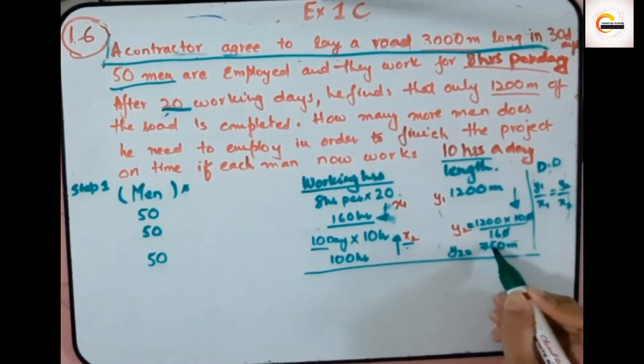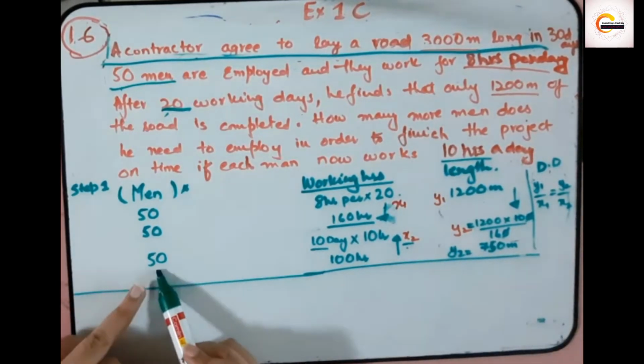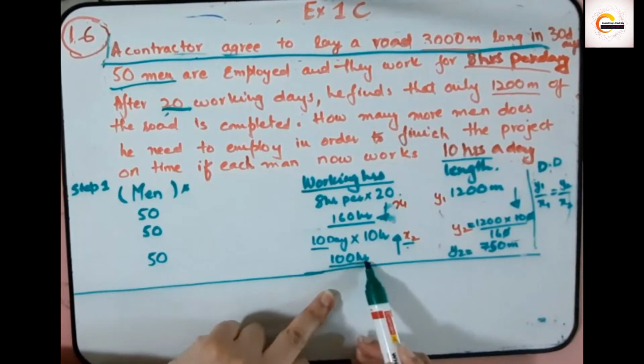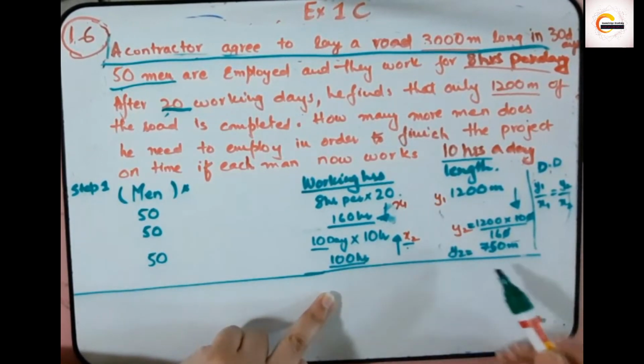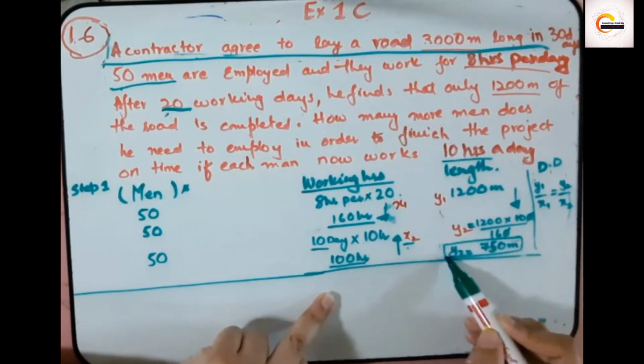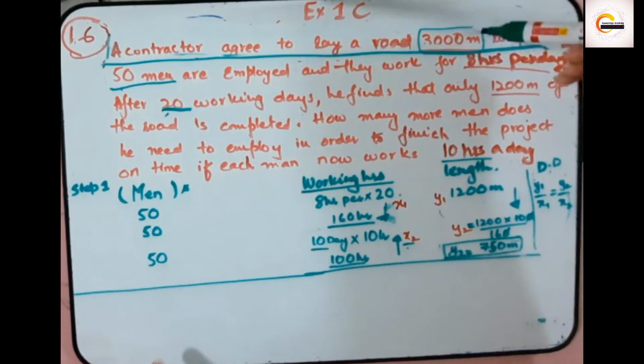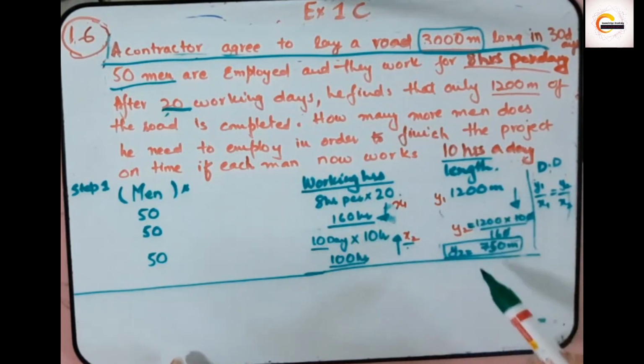750 meters. All right, now we can see that if 50 men work for 100 hours, in the coming 10 days they will produce 750 meters, which is not what is required. What we wanted was 3000 meters, and the total length will not be 3000 meters. What should we do now?